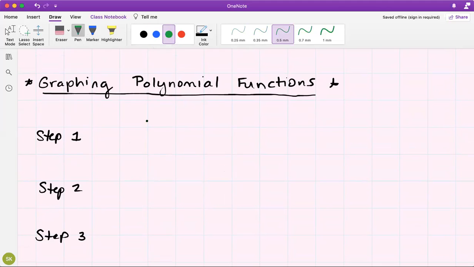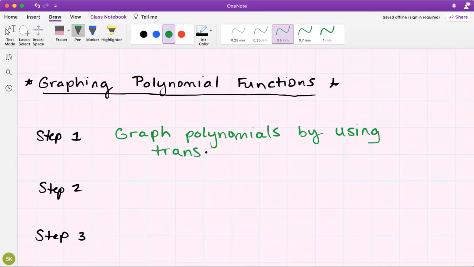The first piece is we're going to learn how to graph polynomials by using transformations. This will be the easiest type of polynomial to graph. This will be stuff that we've seen before and how we've learned to move those parent functions around. You just have to be able to identify that this is the type of function that you can actually use transformations for. So that's the first thing we're going to learn how to graph.